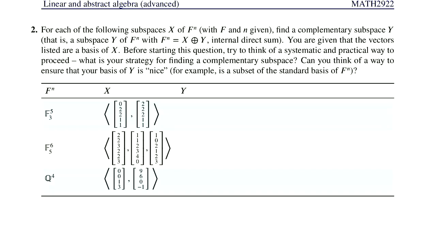So we want to try to find one, though, and we want to think of a nice-ish way of doing it. In particular, to make Y nice. So for example, let's say that we want to make a basis of Y a subset of the standard basis vectors for Fn. Or another way too. But anyway, it's a question for you. How should we find a complementary subspace?